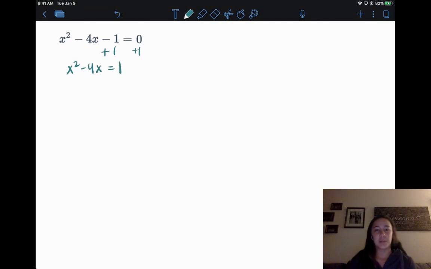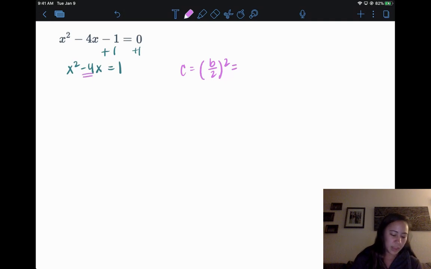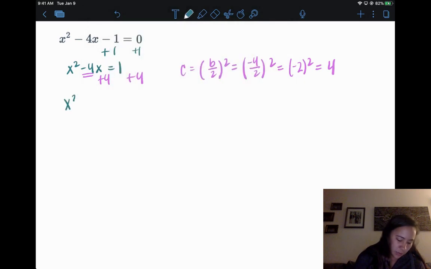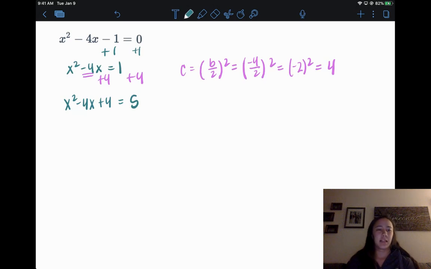Now complete the square. What value of c is going to give us b over 2 squared? Remember your b is -4, so that's -4 over 2 squared, which is -2 squared, which is +4. So we are going to be adding 4 to both sides of our equation. That means we have x squared minus 4x plus 4 is equal to 5. I just added the 1 plus 4. Let's not skip steps. So 1 plus 4, there you go. We added that c value to both sides.